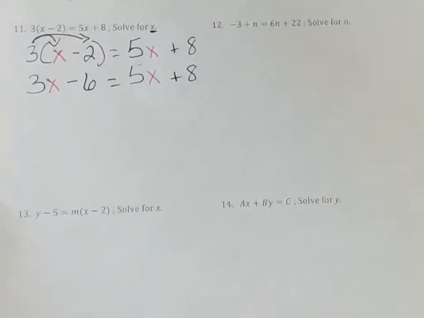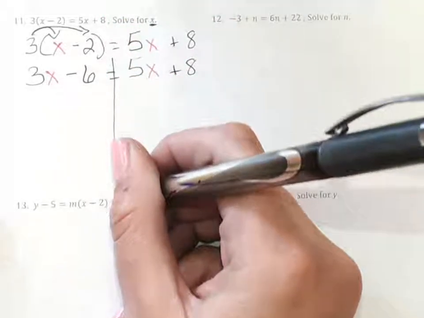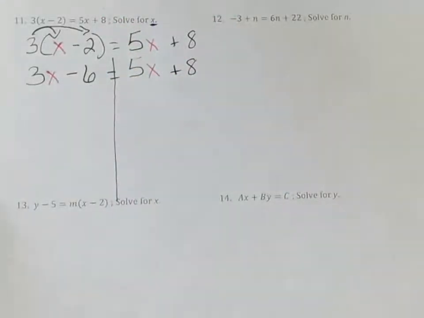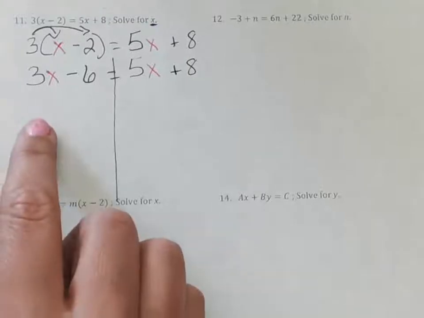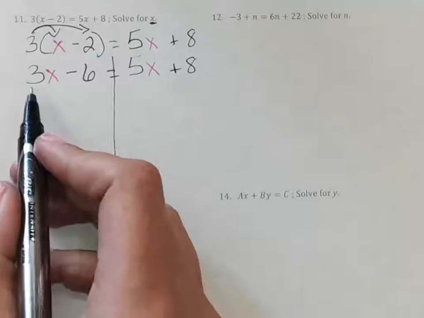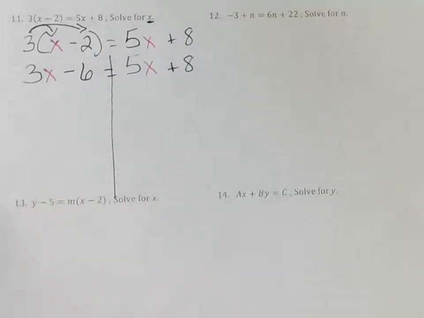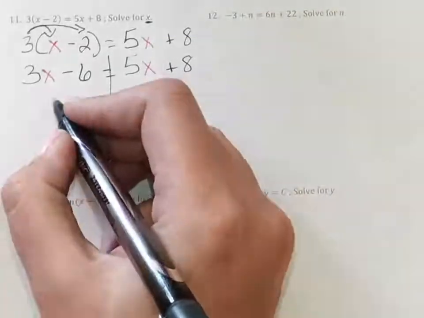Now, you're solving for x. So you want to get all of your x's on one side and all of your constants on the other side. So here, I'll separate the sides. I don't know if that helps. So I want all my x's on one side. I like to have my x's over here. I don't know why, I just do. So 3x, I'm going to keep it over here, and I'm going to move 5x so it's on the right side.